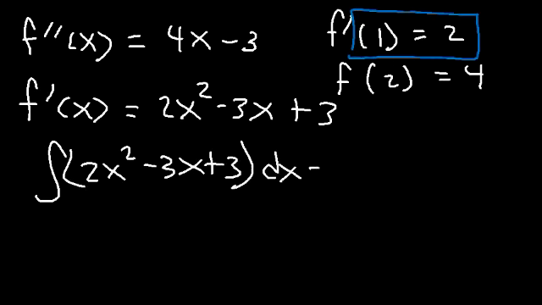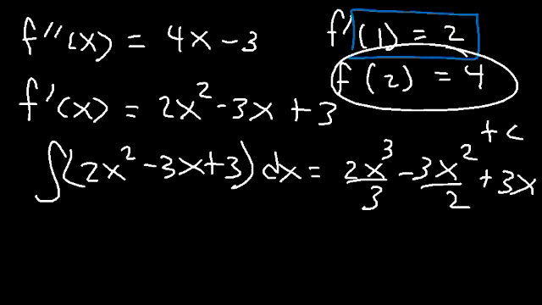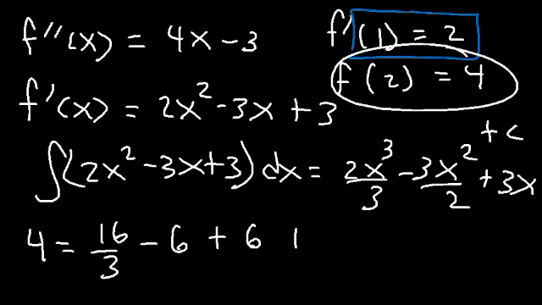So this is going to be 2x cubed divided by 3 minus 3x squared over 2 plus 3x plus c. So now let's use this point to find the value of c. So f of x is 4, x is 2. 2 to the third power is 8 times 2, that's 16 over 3. And 2 squared is 4 divided by 2, that's 2 times 3, that's negative 6, plus 3 times 2, which is 6, plus c. So these two cancel.